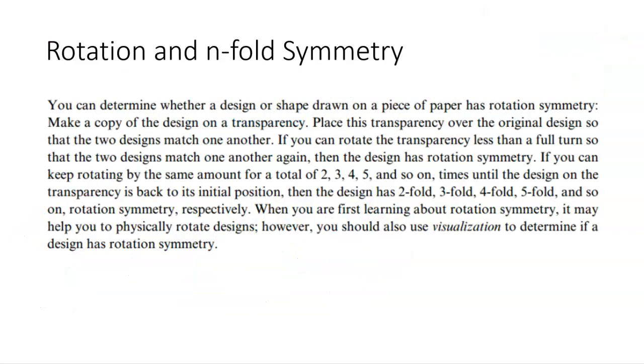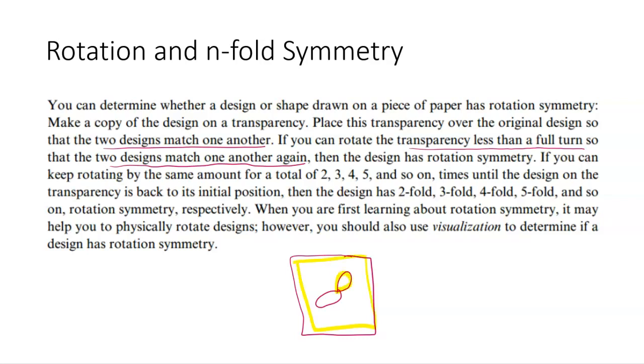So you can determine whether a design or shape drawn on a piece of paper has rotation symmetry if we make a copy of the design on a transparency and then place this transparency over the original design so that the two designs match one another. If you can rotate the transparency less than a full turn, remember it's got to be less than 360, so that the two designs match one another, then the design has rotation symmetry. So if you've got your original design, and let's say it looks something like that, and then you've got your transparency over it, and you take this shape and you turn it, and if you land on itself before the end, then you can see how many times you've done that.